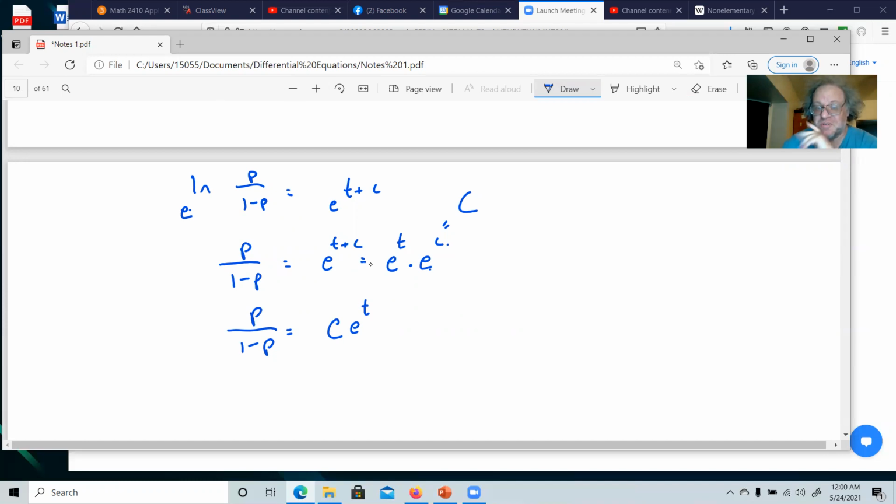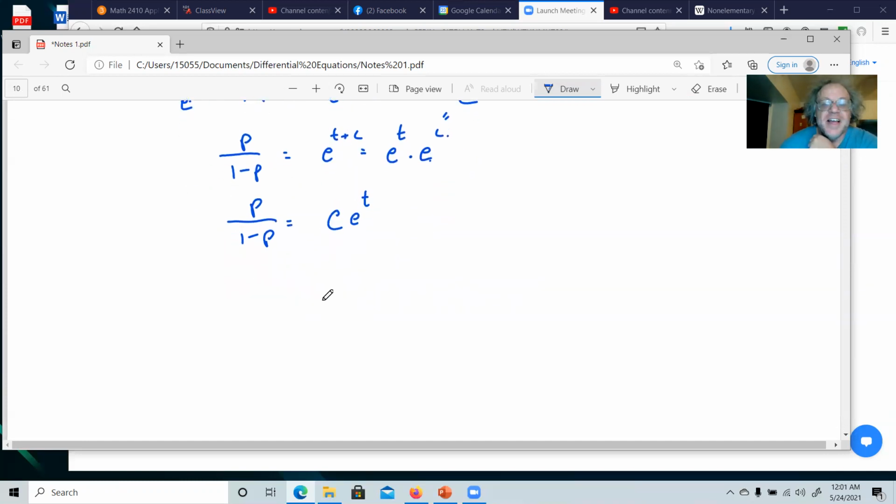Okay, I'm just warning you that this is going to happen a lot. Okay, and I'll try to show it to you the first couple of few dozen times that we do it, that this is what's going on. Okay, and because we have to solve this explicitly, we can. So this is going to be p is equal to 1 minus p times c e to the t. Okay, go ahead and distribute that c through. So we have c e to the t minus p c e to the t.